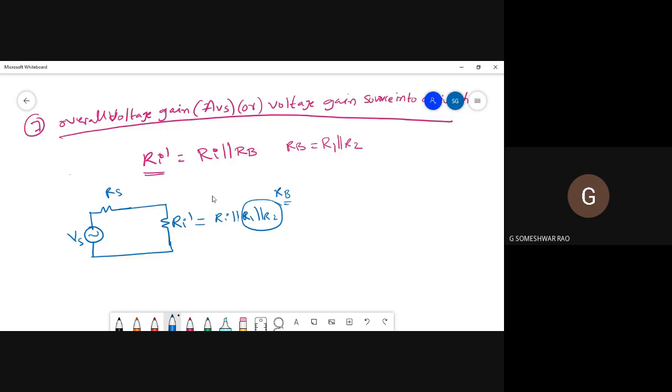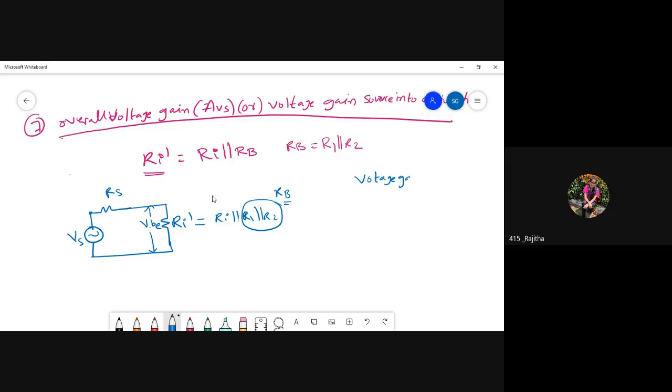Now we wanted the overall voltage gain, suppose. So what is that? We can say this is VBE, this is VS. Now voltage gain, what is a voltage gain actually? Can you tell me what the voltage gain formula is?